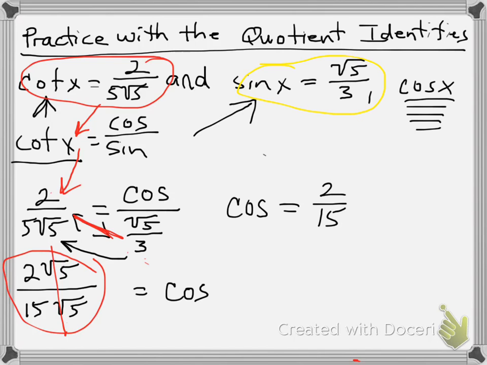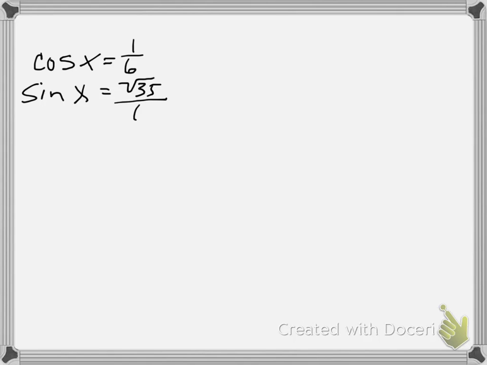Alright, now let's go ahead and do another practice problem here together. Our next problem says that if cosine of x is equal to 1/6 and the sine of our angle is equal to the square root of 35 over 6, find the cotangent of the angle.